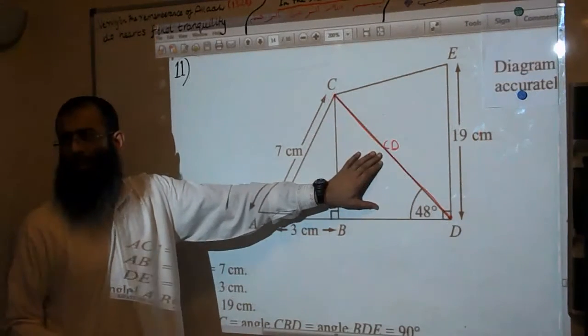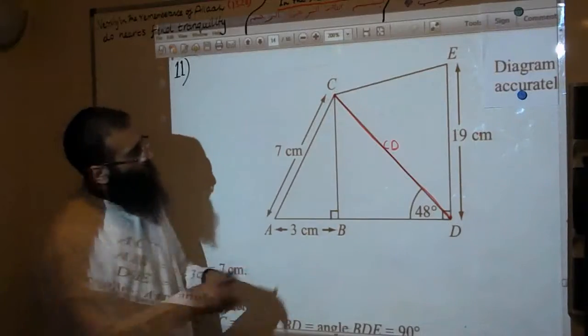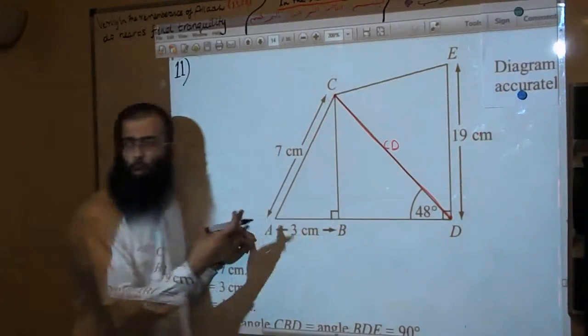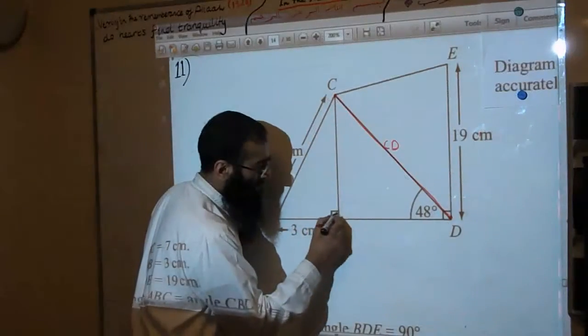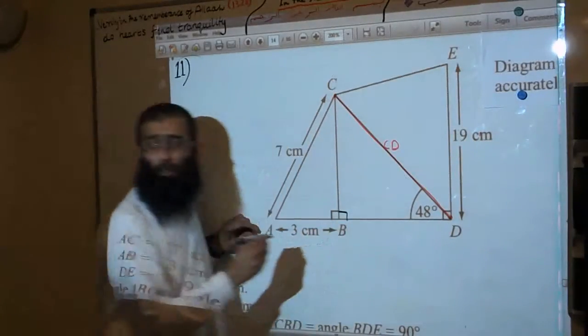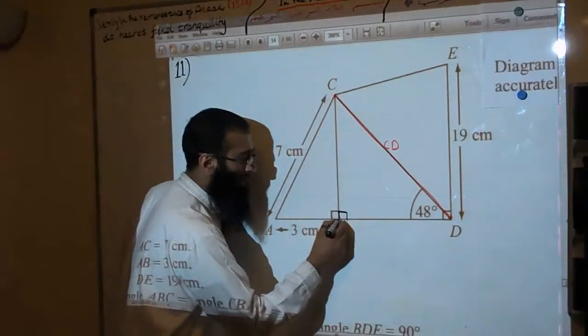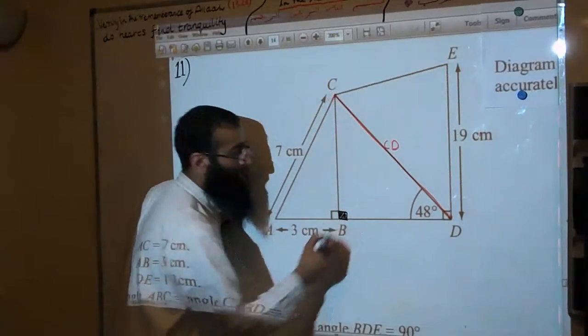And to work out the length of CD, we have a right angle triangle here, don't we? If that's a right angle here, that's a straight line. What do we know automatically by default? That one must also be a right angle. So that's a straight line, 90 and 90 will give you 180. You must make sure that you realize that.